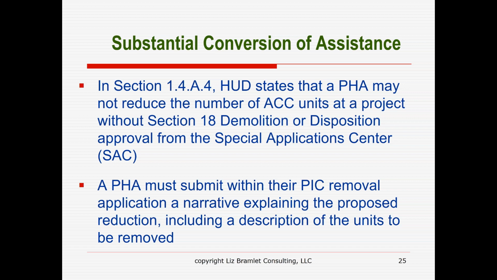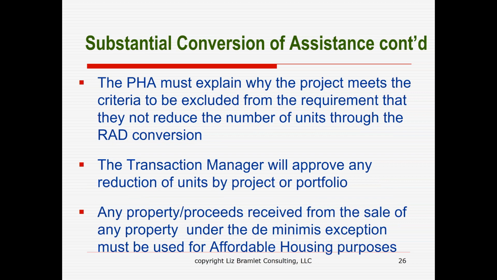So they want to know, are these 1 bedrooms, 2 bedrooms, 4 bedrooms? What kind of condition are they in? How do they fit into the overall plan for this RAD conversion? Why are you reducing this number of units as part of the RAD conversion? The PHA must explain why the project meets the criteria to be excluded from the requirement that they not reduce the number of units through the RAD conversion.